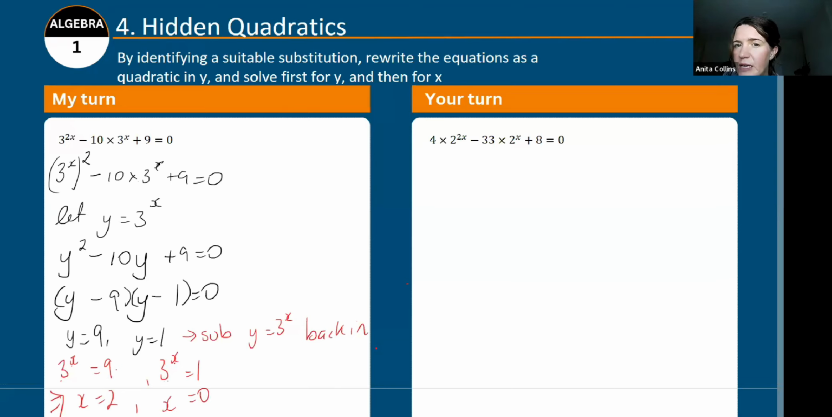All right. Next question is kind of similar. You've got a 2 to the 2x and a 2 to the x. Look at my first line and my second line, and you should be okay after that. Pause and have a go.